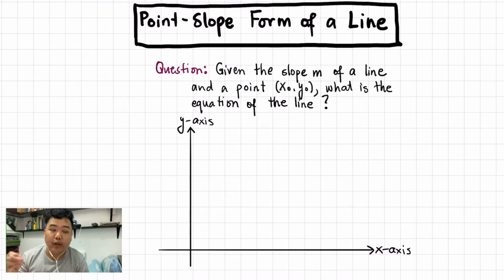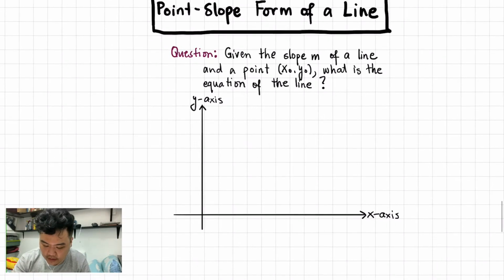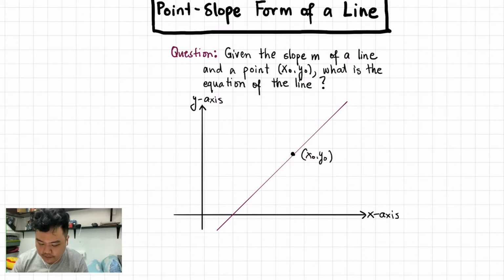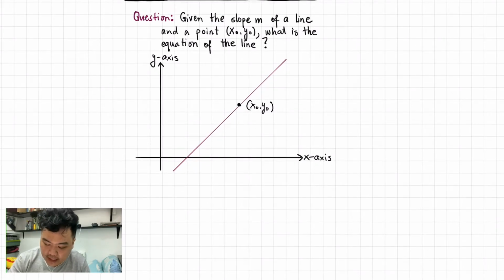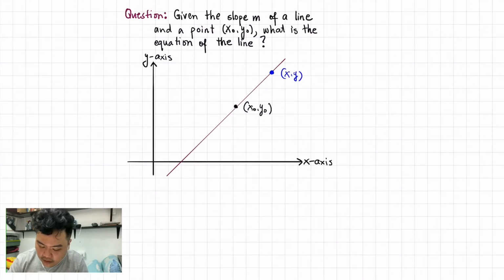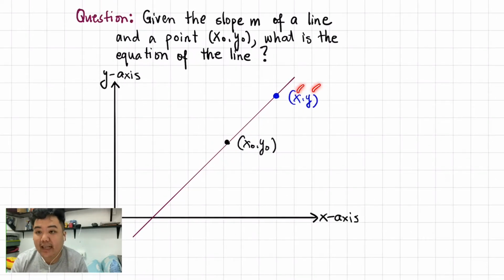Meaning, if you have a point (x, y) on the line, how are these x and y related to each other? So let us give a figure of what's happening. Let's say this is our point (x naught, y naught), and the slope of that line is m. So let's get an arbitrary point on the line, and we want to know how are these x and y related.